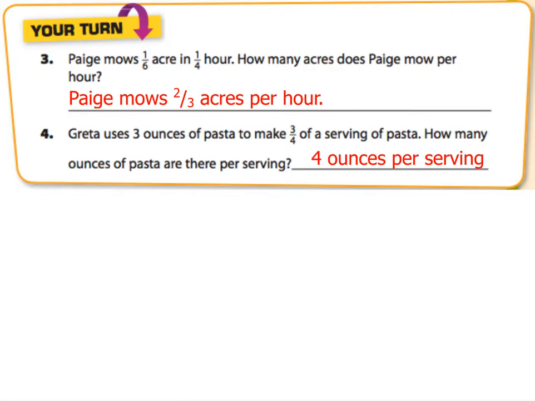All right, so Paige mows 2/3 acres per hour, and then you should have also gotten 4 ounces per serving. Okay, so how this works is that she mows 1/6 of an acre per 1/4 of an hour. So it's always what they do per time. Your rate is always something per time. Your time is always going to be on bottom. So then this is always going to turn into a division problem.